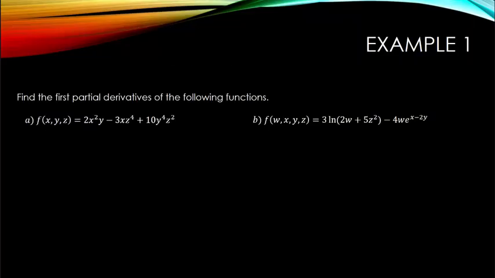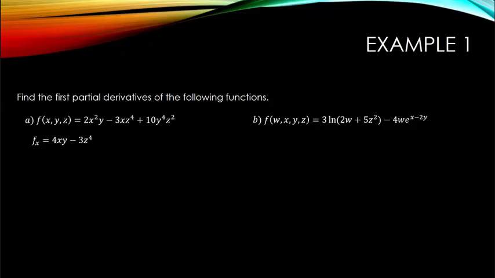Let's work an example. I want to find the first partial derivatives of the following functions. The first function, f of xyz, is equal to 2x squared y minus 3x z to the fourth plus 10y to the fourth z squared. And the second function, f of wxyz, is equal to 3 times the natural log of the quantity 2w plus 5z squared minus 4w e to the x minus 2y power.